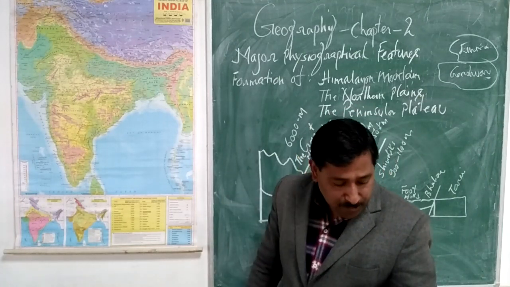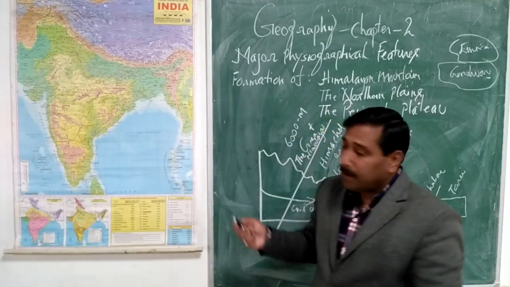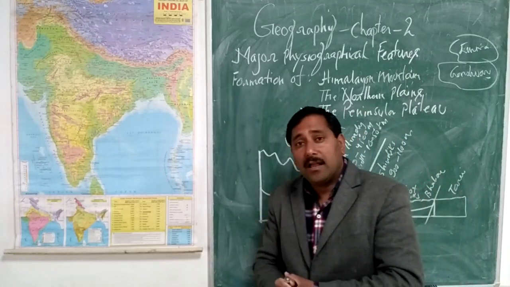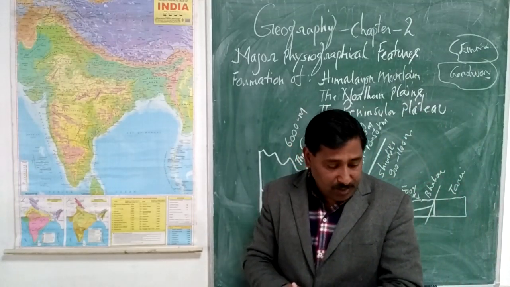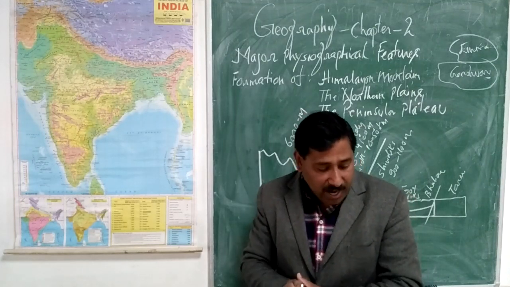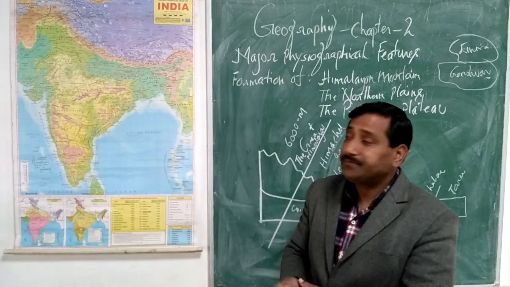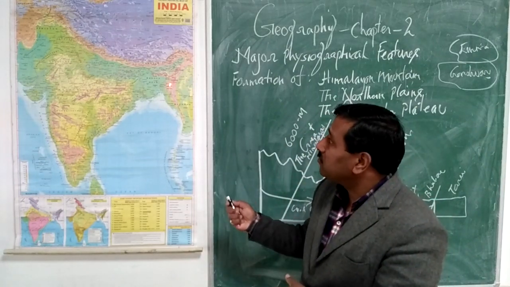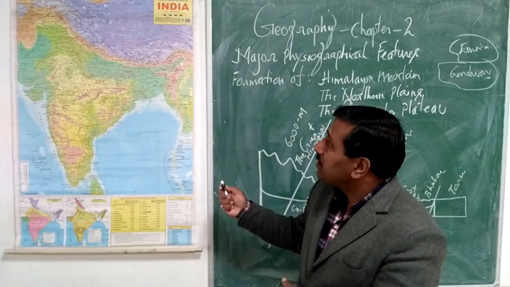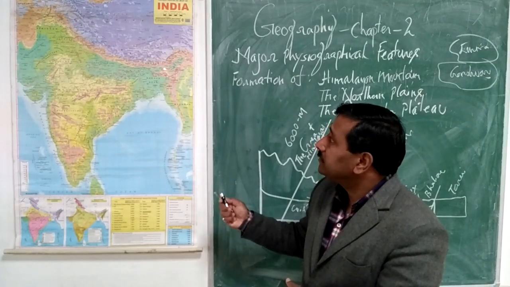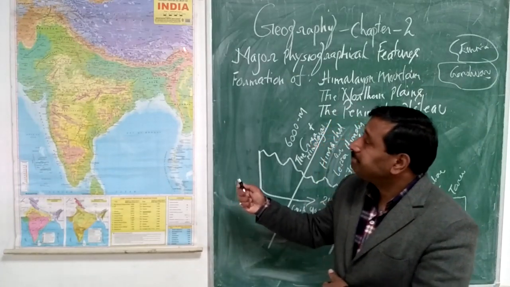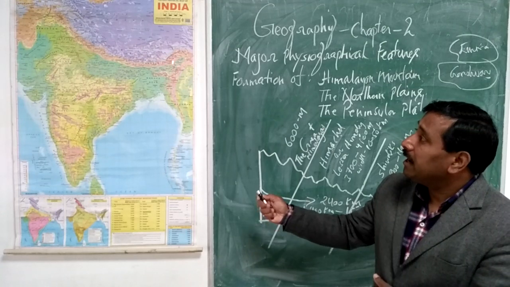And the Purvachal comprises various important hills like the Patkai Hills, the Naga Hills, Manipur Hills, and the Mizo Hills. All these are in the northeastern part of the country. These are the Purvachal Hills.